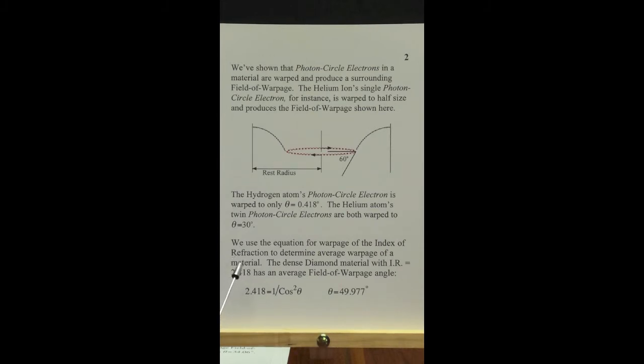It's interesting to use the equation of warpage for the index of refraction. That equation can be used to determine the average warpage of a material. For instance, a very dense diamond material, a diamond like a lady wears on her finger, has a very high index of refraction of 2.418, and using the equation of warpage for the index of refraction, we can calculate that the angle of warpage is very large, at nearly 50 degrees.